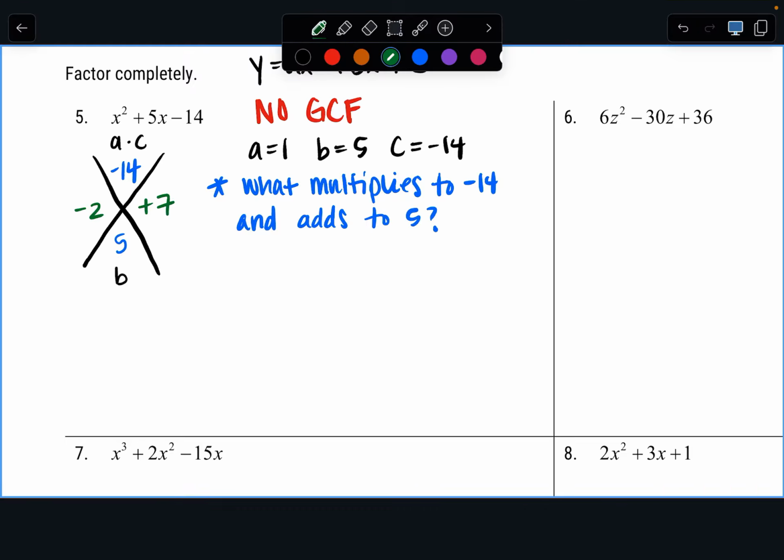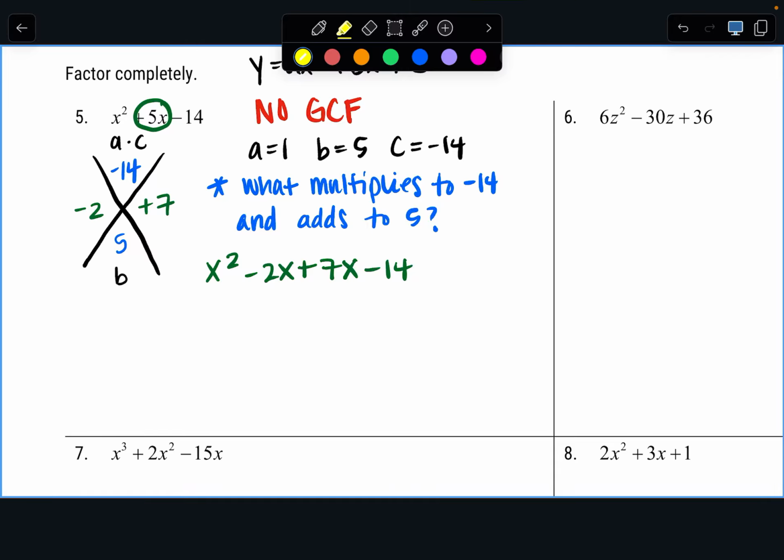Now, here's where we're going to talk steps. Some of your teachers may have shown you a shortcut. We'll talk about shortcuts, but I'm going to show you a method that is always going to work, even when that A term is not equal to 1. The first thing you do is take the two numbers that we just found, -2 and positive 7, and split that middle term. So we're going to have x squared minus 2x plus 7x minus 14.